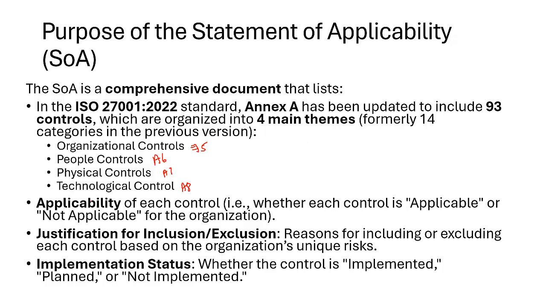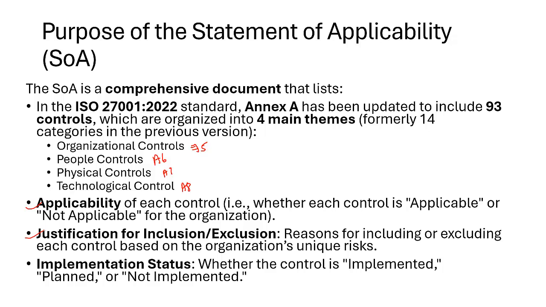It means the control is applicable for the organization. Second, we also have to give a justification. If this control is applicable, why? And if this control is not applicable, why? So we have to give a justification for inclusion also, and we have to give a justification for exclusion also.